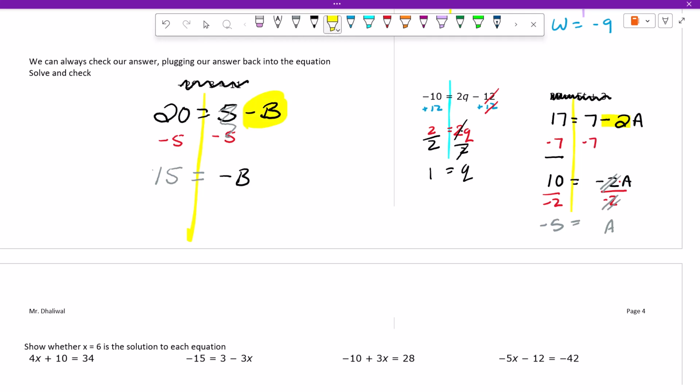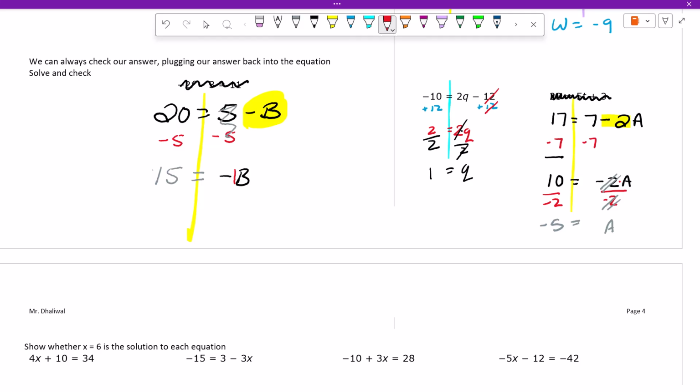Now, are we done? No. What else do we have left to do? A minus? Yeah. We're not done until the letter is all by itself. So all the numbers and the signs need to go away. So we need to get rid of this minus sign. Remember, if there's no number in front of the letter, there is an imaginary 1 there. So that's negative 1b.